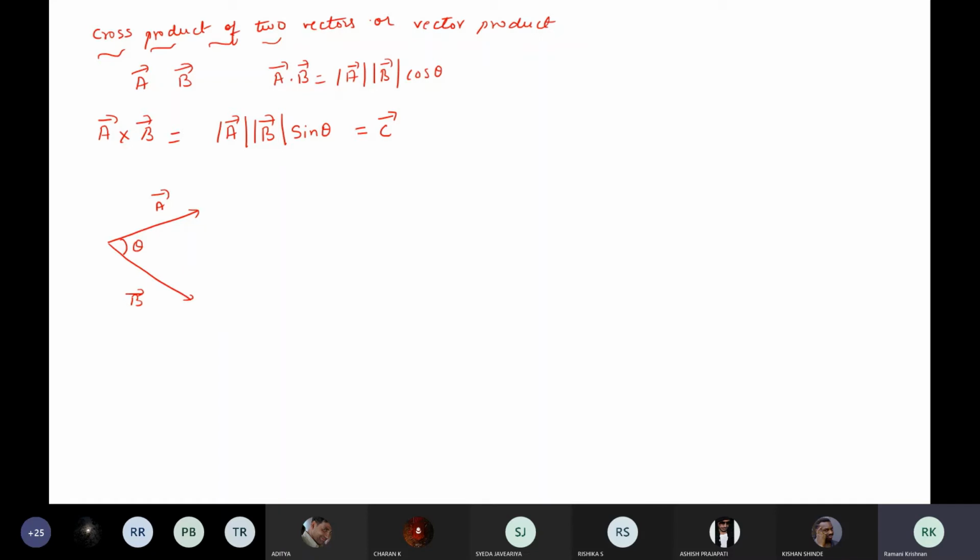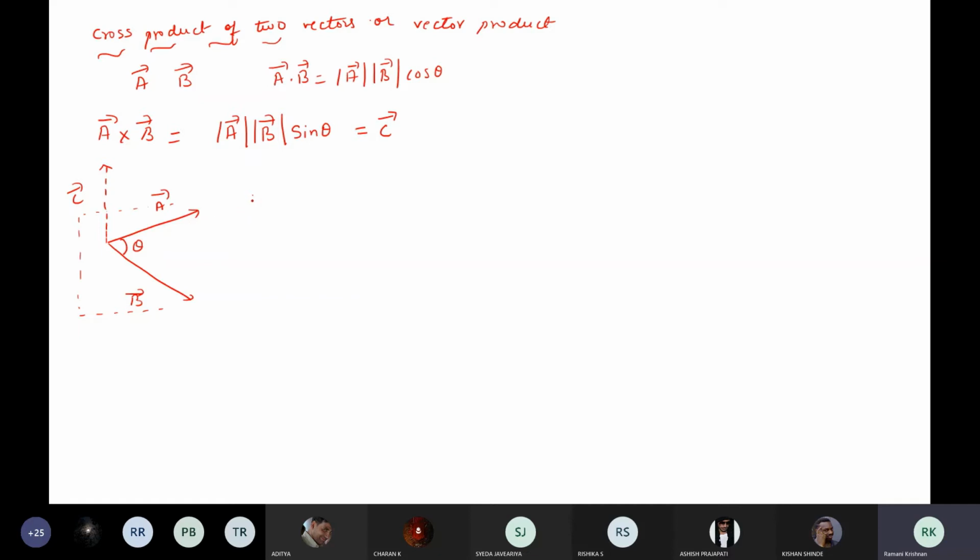This cross product has a direction, and you know what is the direction? The c vector will lie perpendicular to both the a vector and the b vector. The single vector c which we got is perpendicular to the plane which is containing both a vector and b vector. Have you heard about this or not?